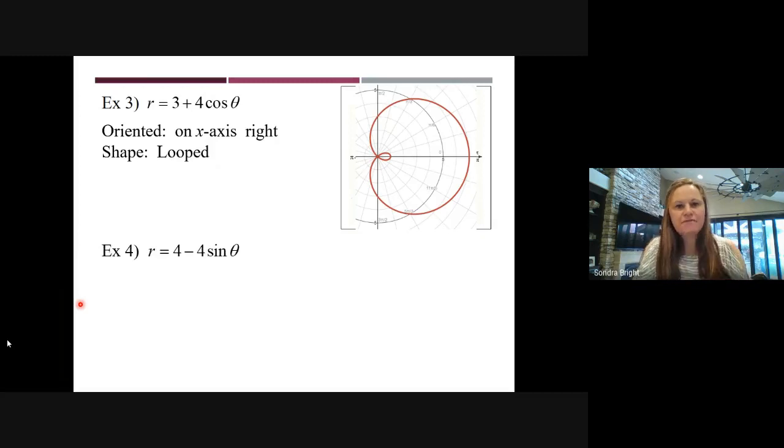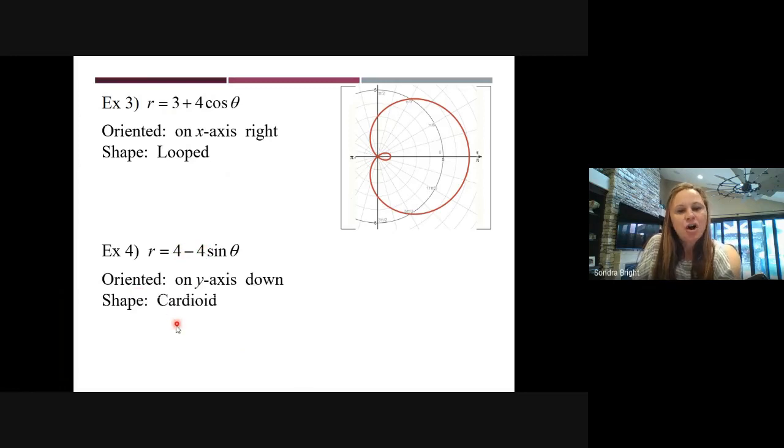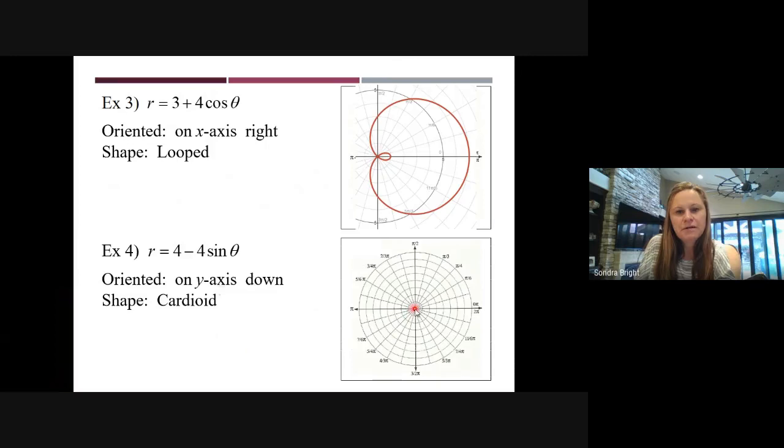4 minus 4 sine of theta. All right, sine, so that's oriented on the y-axis. Minus sign in between, so that means your largest section is going to be below, or down. Shape: 4 and 4, same number. That is a cardioid because your heart beats at a steady rate. When they're the same number, it's going to look like a cardioid, so it'll look like a heart with a flattened out bottom. So you will also have a point here at the pole, right there.